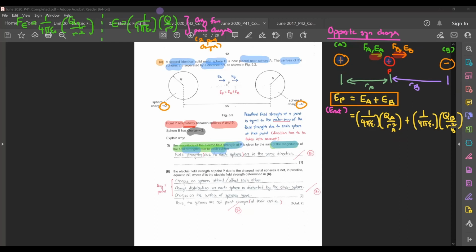The reason is because in the first place, your field strengths due to each sphere are in the same direction. If you look at the field strength due to A, it is towards the right. If you look at the field strength due to B, it's also towards the right. So that's why you can just add them up together. That is the understanding here. All right.